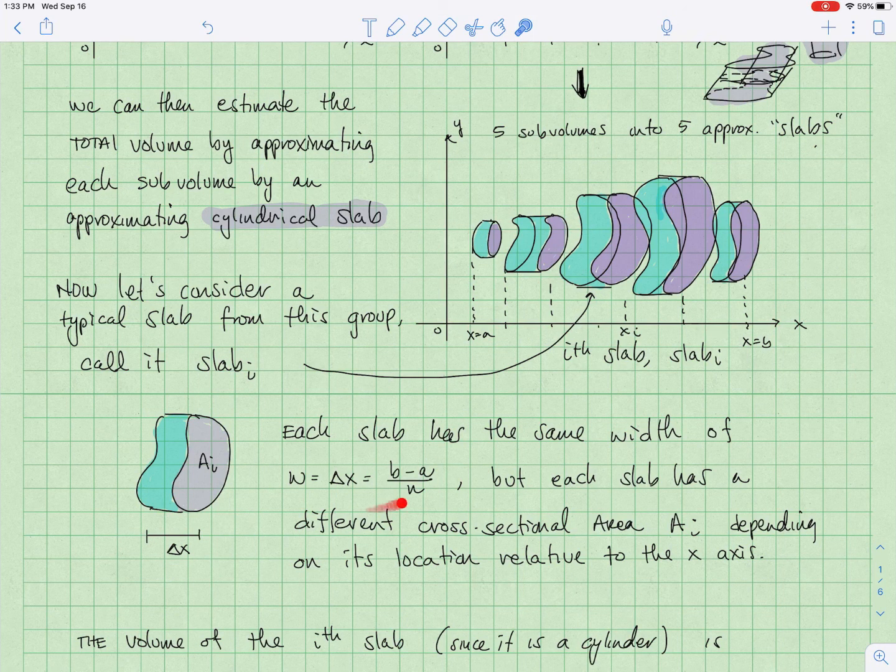So this is still the same as it is in Calc 1. But each slab is going to have a different cross-sectional area.